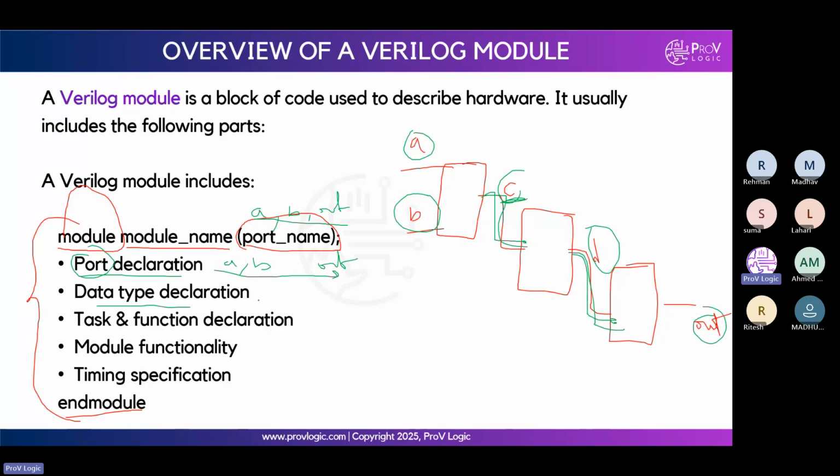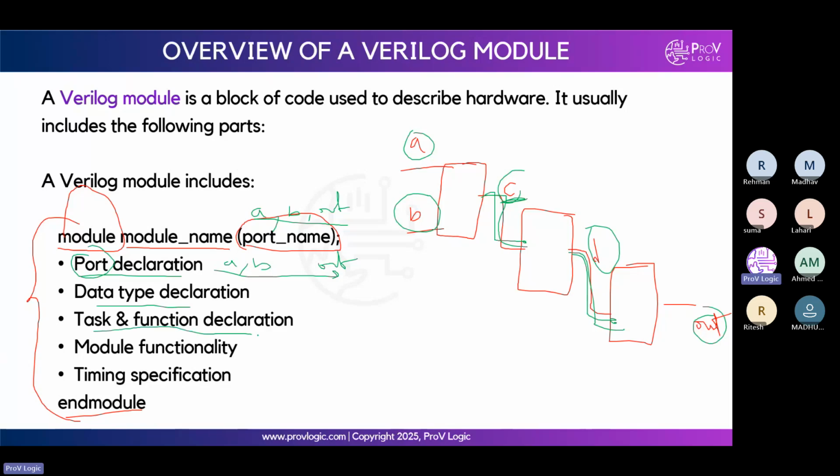And data type declaration. In Verilog HDL, we have data types. In C language, we have integer data type, float data type, string data type. There are multiple data types, right? So in Verilog HDL also, we have synthesizable and non-synthesizable data types. In the next session, we will discuss the data types. Just very simple data types: wire data type and register data type, net and register. We will see in the next session.